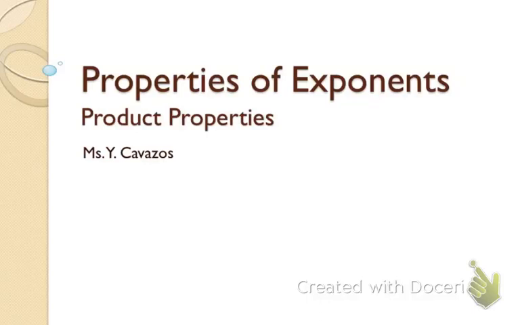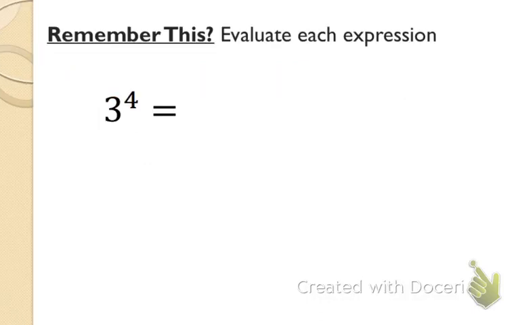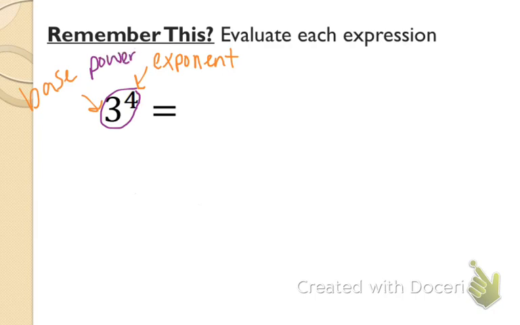Properties of exponents, product properties. Before we start, there's a couple of things that I want to go over and that are very important for this lesson. And those two things are the 3 and this tiny 4. This 3 is known as the base and this tiny 4 is the exponent. What you probably didn't know is that together this is referred to as the power.